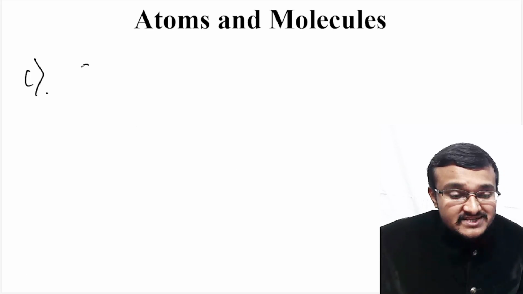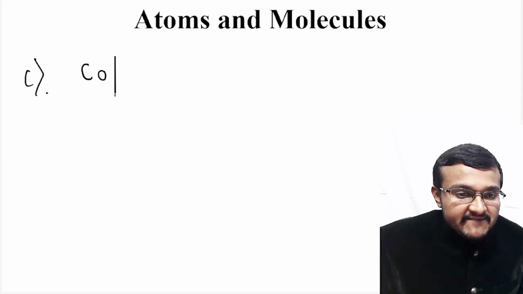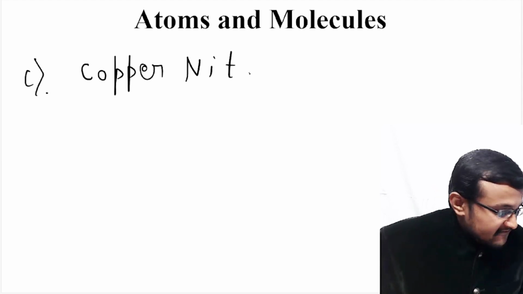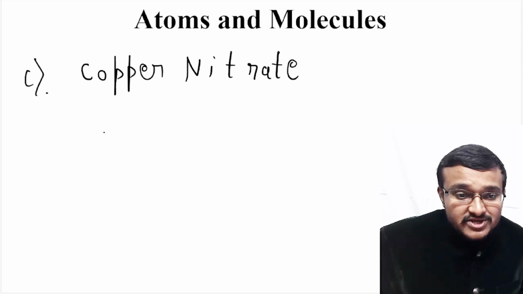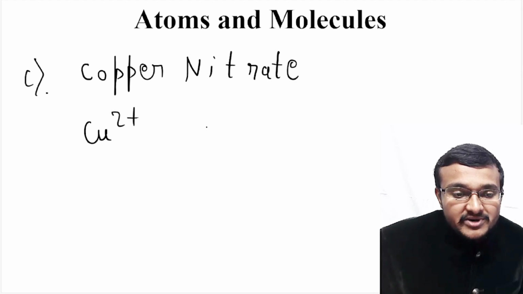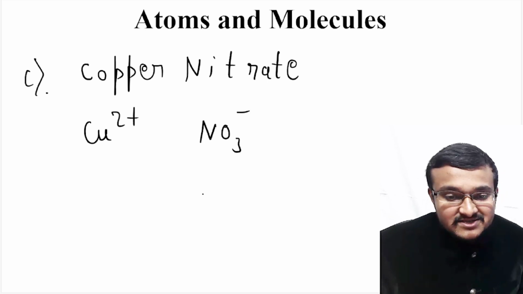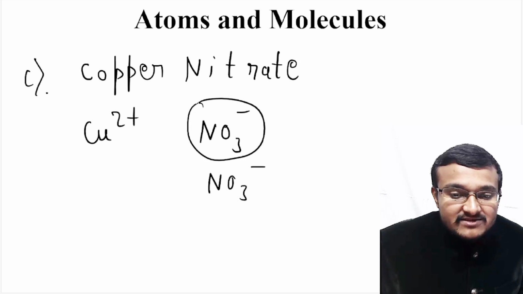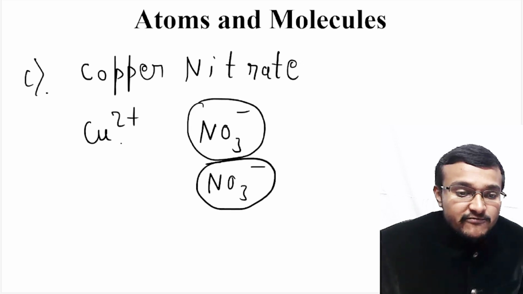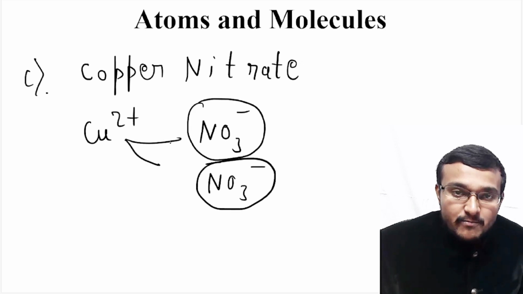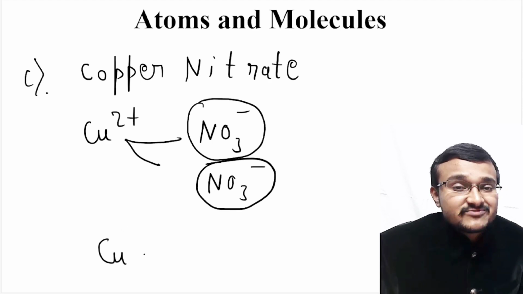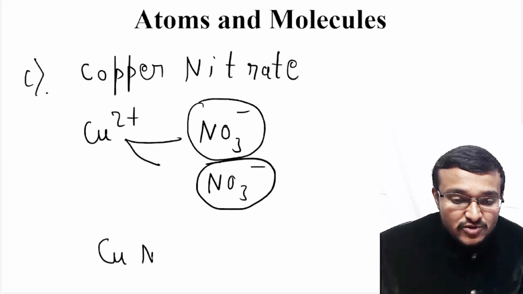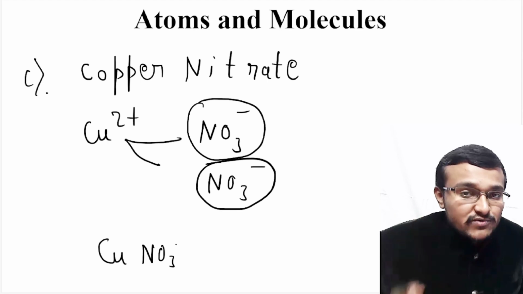Coming to question C, they have given copper nitrate. What is the chemical formula for copper nitrate? Here the charge of copper is 2 plus and nitrate means NO3, which has a charge of minus. So two NO3 ions react with one Cu2 plus ion to form the copper nitrate compound. Cu will be written first because copper is a metal, and then NO3 will be written, but here you are using two NO3 ions.